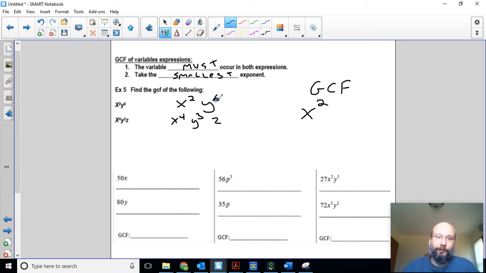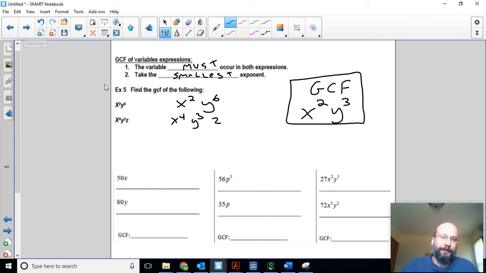Then we look at y. We have y to the 6th and y to the 3rd. So it's in both of them, and we can take out the smallest one, which would be y to the 3rd. And then z is only in the bottom one, right? It's not in the top one, so we can't take out z. So this would be our GCF of these two terms: x squared y to the 3rd.